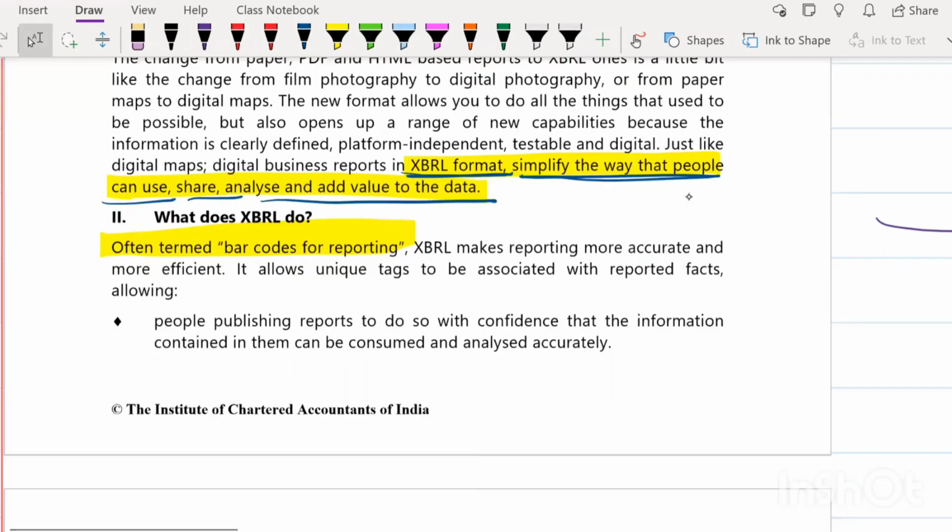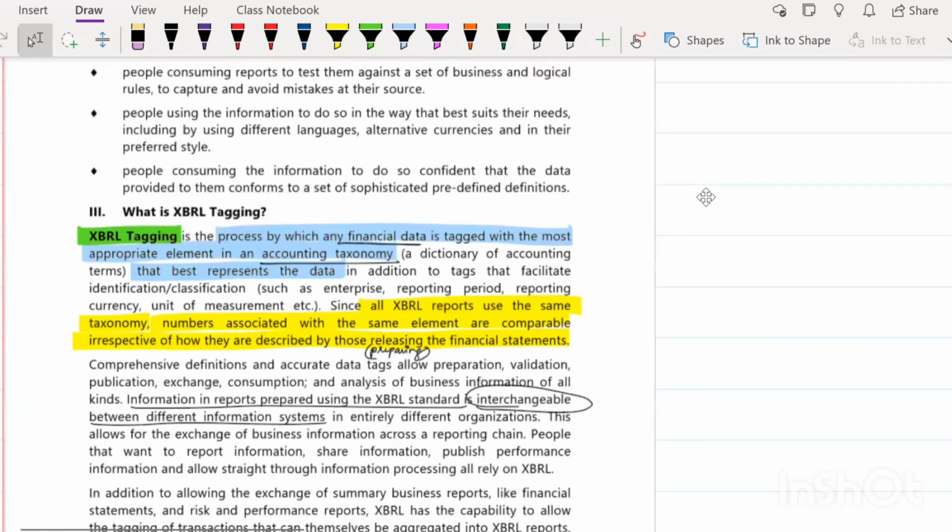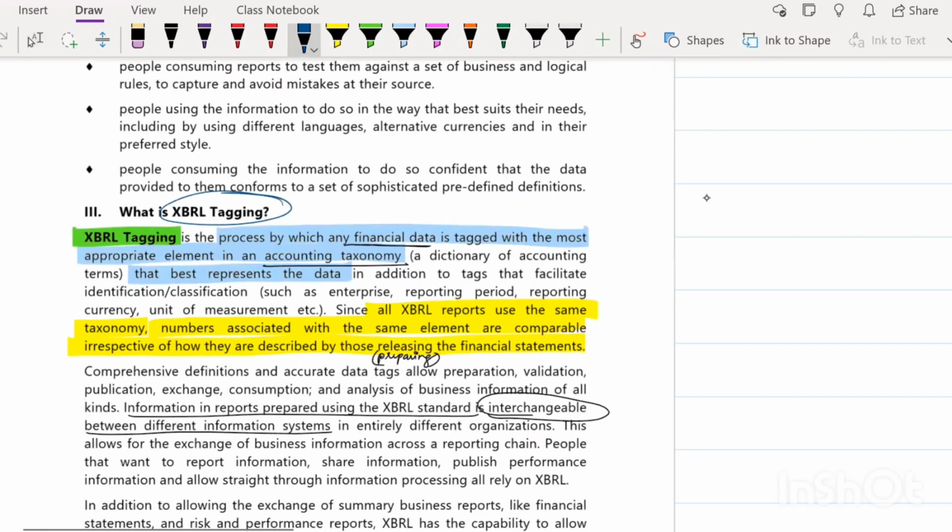Okay, so XBRL is also termed as barcodes for reporting. It is also known as the barcodes for reporting. Now, as you have a barcode for an item, the same way this is a barcode for reporting. This is the term that you have to use to represent this item. Okay, yes. So next we are going to read a term known as XBRL tagging. So until this, I hope it is clear.